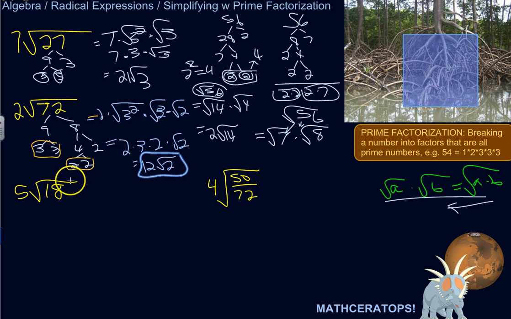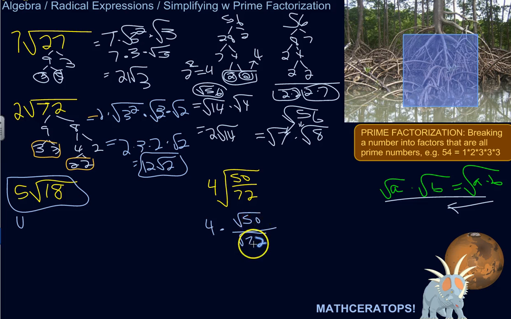Alright. You can do this one. That's for you. Let's look at this one though. This is equivalent to 4 times the square root of 50 divided by the square root of 72.